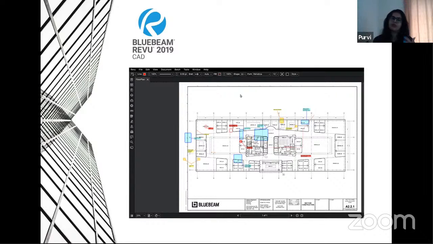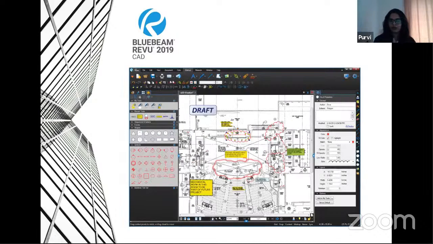If it is completed, you can always update those comments, and the whole information will be stored in the PDF format in Bluebeam. So this is just a small draft of how Bluebeam looks, what the interface is like, and how easy it is for you to navigate around and do the markups.